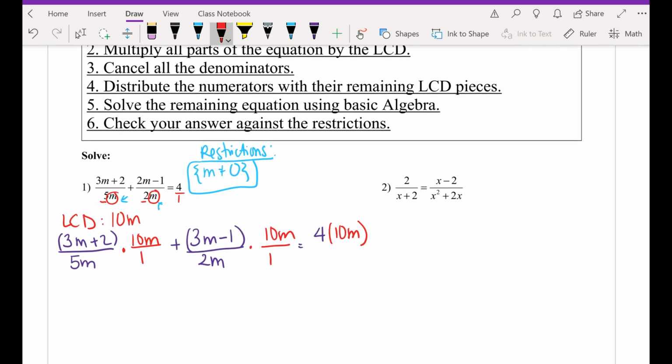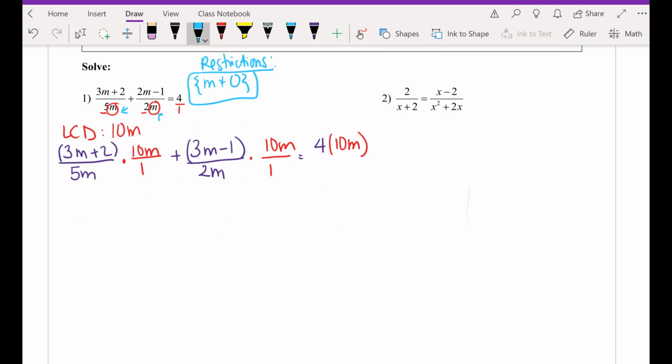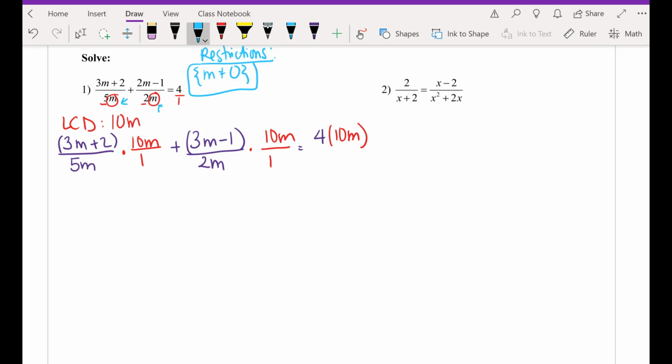Then the next step says cancel all denominators. That's the whole purpose, so that we don't have denominators anymore. Now we just have a normal basic algebra equation. So 5 goes into 10 2 times, m and m reduce. 2 goes into 10 5 times, m and m reduce. And 4 times 10m is just going to be 40m.